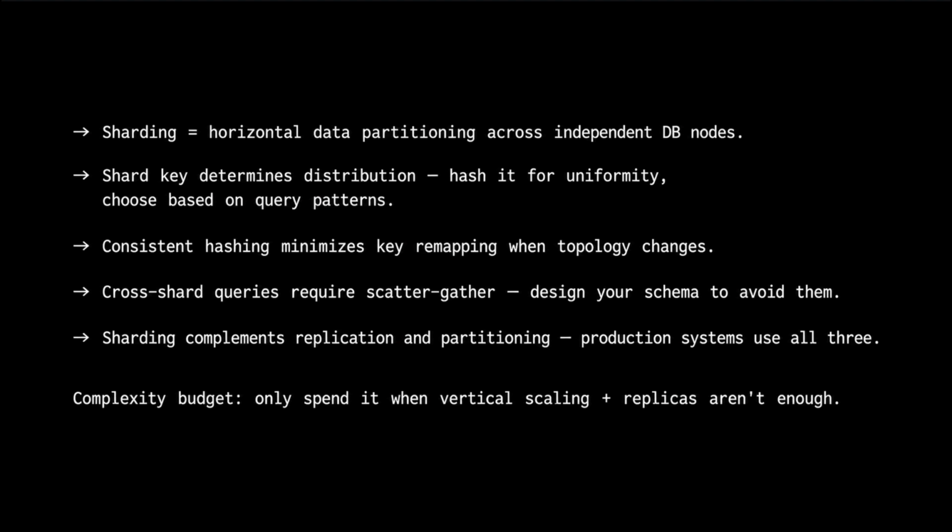Now to close, sharding is horizontal data partitioning across autonomous database nodes. Your shard key is your most consequential design decision. That is, it determines distribution balance and query efficiency. Use consistent hashing to keep topology changes manageable. Design your schema so your common queries are shard-local and avoid scatter-gather. And treat sharding as one layer of a stack that includes replication and partitioning, and not a standalone solution.